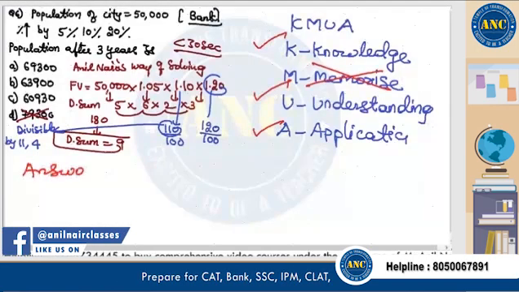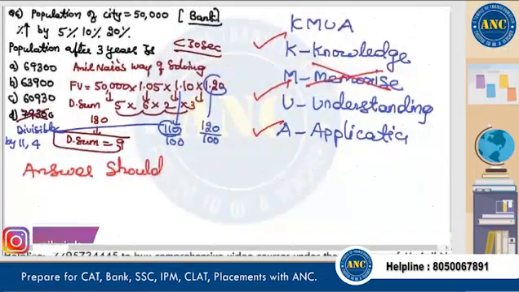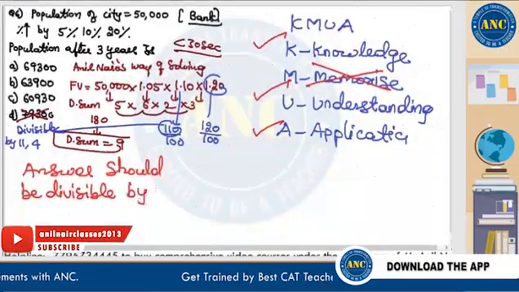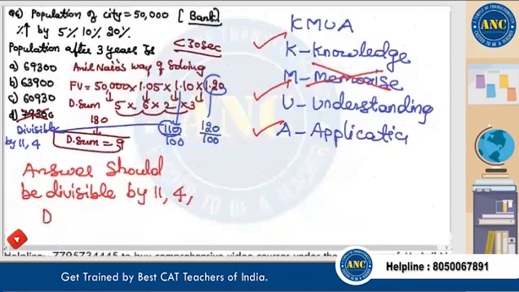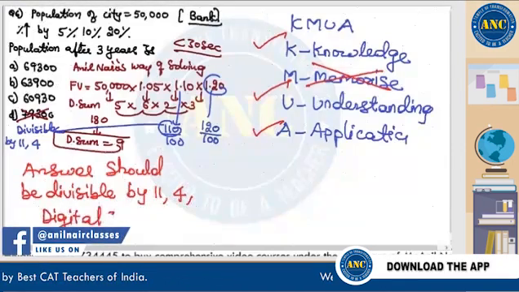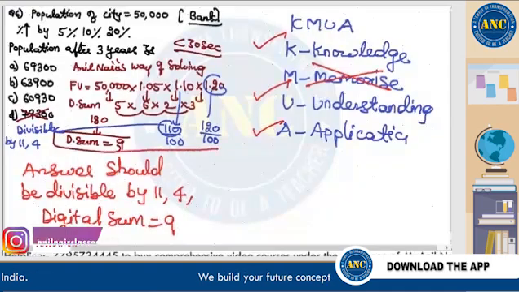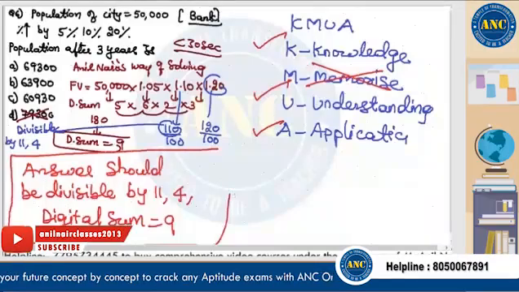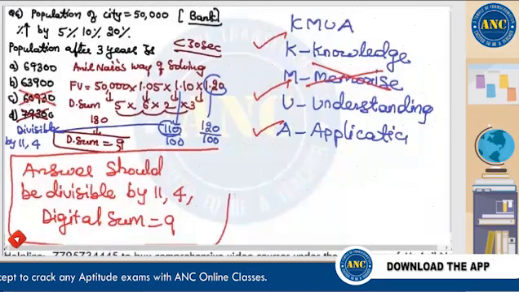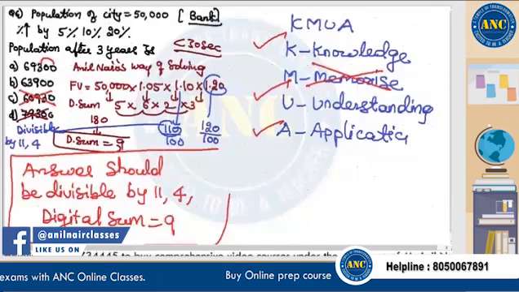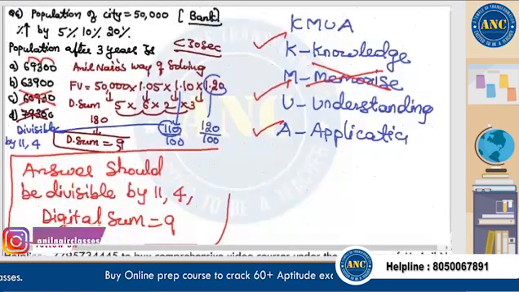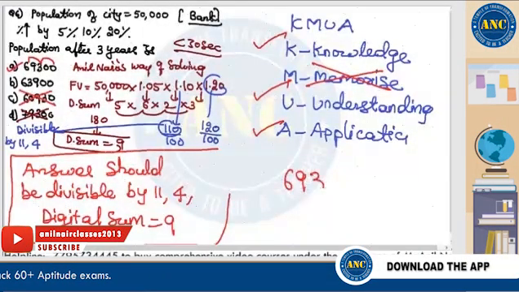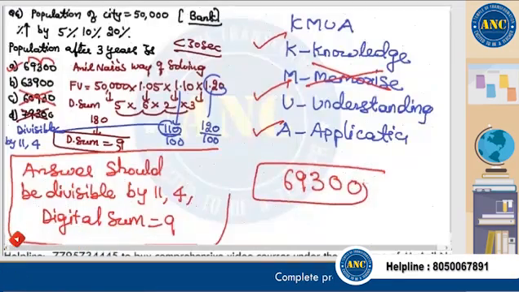More than solving this question, the answer should be divisible by 11, divisible by 4, and have a digital sum of 9. I will use this in tough questions. The option that is not divisible by 4 is out. So the answer should have digital sum 9: 0 plus 3 is 3, 3 plus 6 is 9, 9 minus 9 is 0. So the answer for this question is 69300.